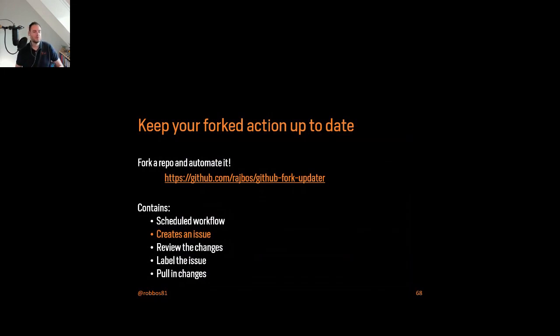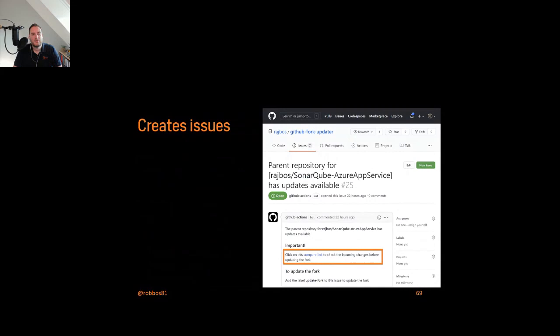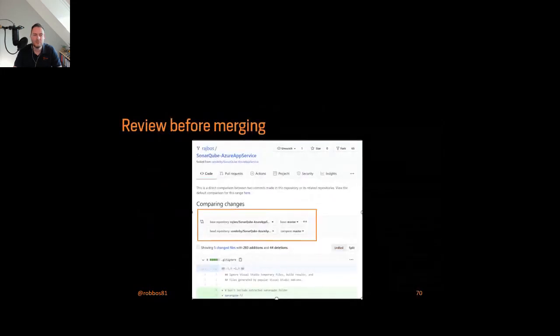It contains a scheduled workflow. It will create an issue for you. You have an opportunity to review the changes. You can then label the issue and pull in all the incoming changes. So this workflow will run on a daily basis, and then create an issue for you that says, hey, the parent repository has updates available. Click on the link where you can actually view the incoming changes of the actions code. So not just the release notes, but the actual changes.